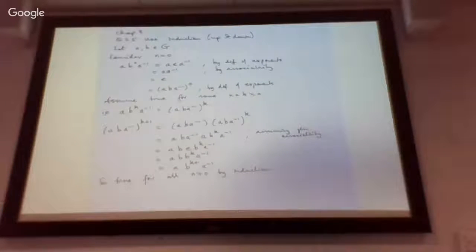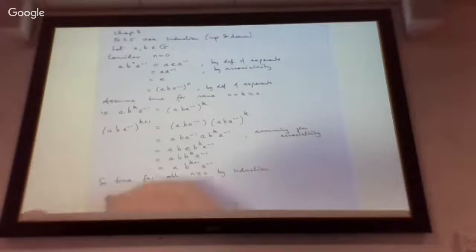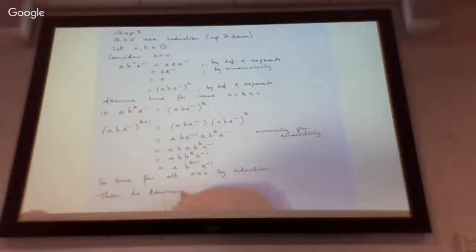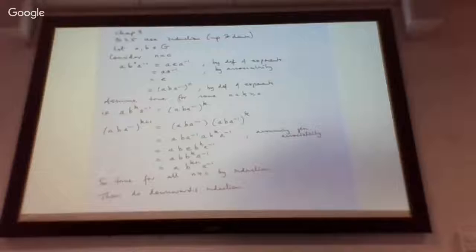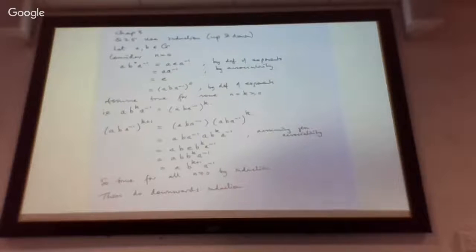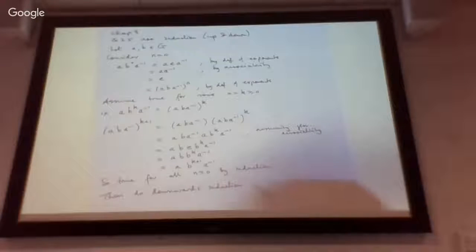Then you do the downwards induction. The downwards induction again is a very similar argument. Downwards induction, meaning you assume it's true for some non-positive k, and then try and derive the truth of it for k minus 1. Then do downwards induction in a similar way.